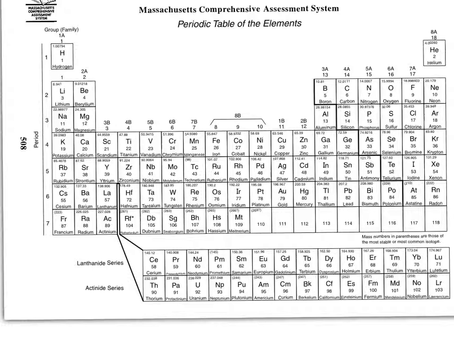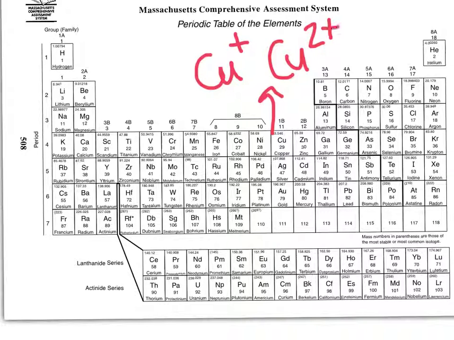For example, if we look at copper, copper exists as a 1+ ion, and you can also have copper as a 2+ ion, depending on what it's bonded to. Some elements like manganese are crazy. They can have like 4 different charges.